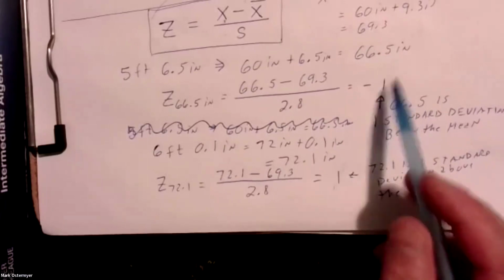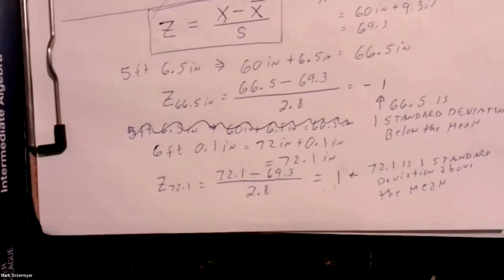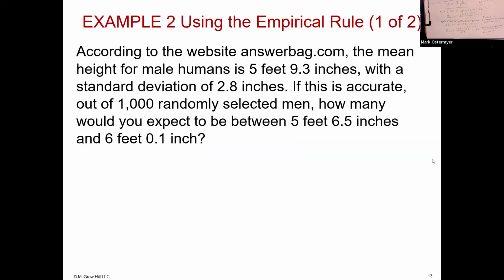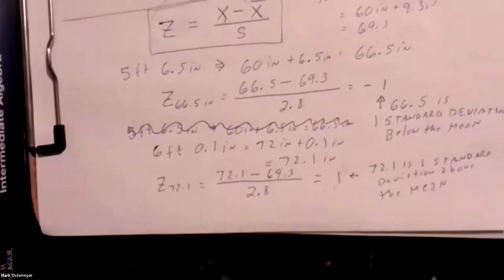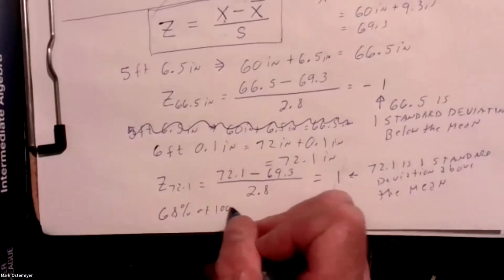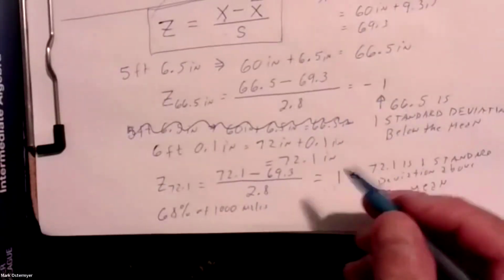What did the empirical rule guarantee? What percent of the observations lie 1 standard deviation on either side of your mean? Do we remember? The empirical rule guarantees that from 1 standard deviation below your mean to 1 standard deviation above your mean, 68% of your observations lie. Therefore, we can now answer this question, because we know that 68% of the 1,000 randomly surveyed males must have a height that lies between 66.5 inches and 72.1 inches.